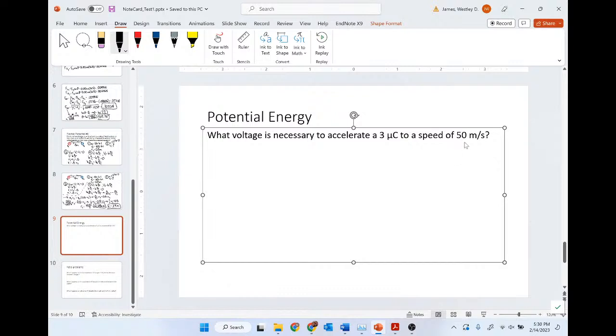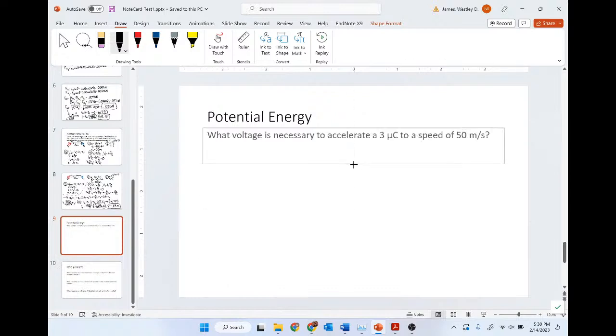Ooh, I didn't put enough information here. What voltage is necessary to accelerate a 3 microcoulomb charge to a speed of 50 meters per second? I didn't put enough information here. I will actually, this is a great teaching opportunity. Let's explore what variable I also need to give you.